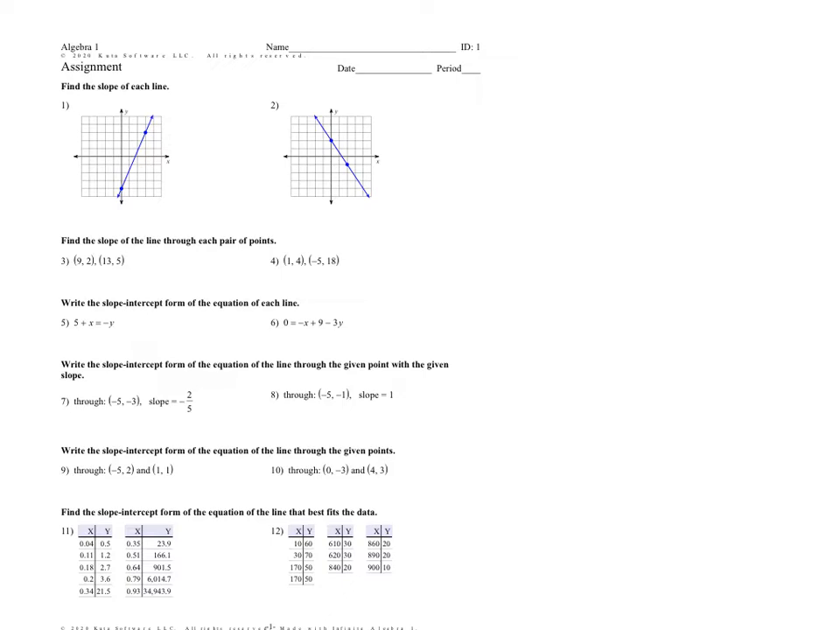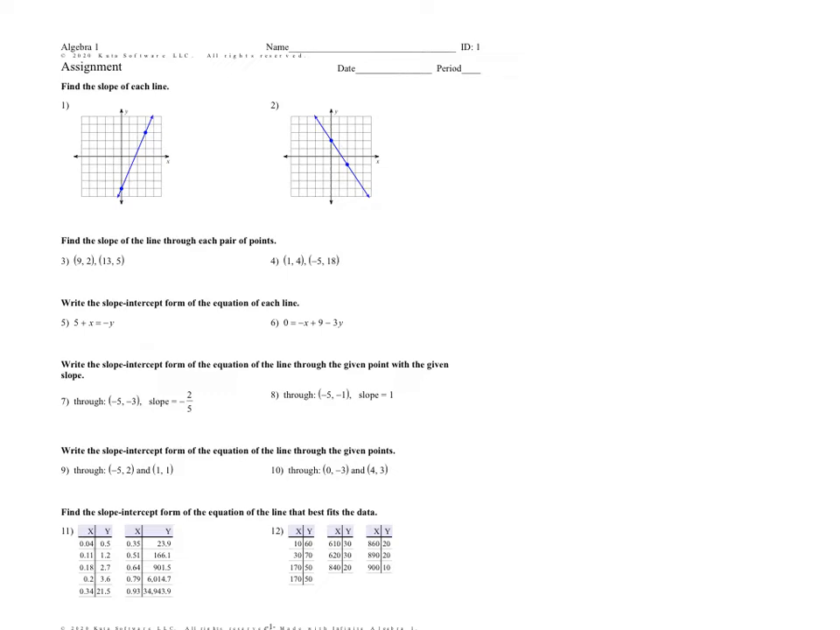Alrighty, let's start on this first one here. They're wanting us to find slope from a graph. The easiest way to do slope from a graph is to count. Now, you have to remember slope is rise over run. So we're doing the up and down first, and then we're going to do the left and right. Remember, when you're doing that, up is positive, down is negative, left is negative, right is positive.